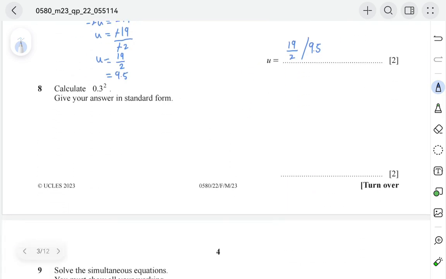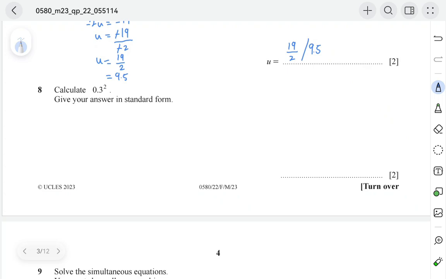Moving on to question 8, we're asked to calculate 0.3 squared in standard form. Standard form is where we have one digit before a decimal point.